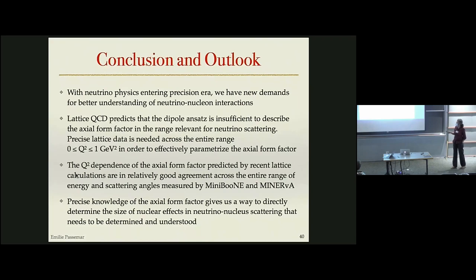The Q squared dependence of the axial form factor predicted by recent lattice calculations is in relatively good agreement across the range of energy and scattering angle measured by MiniBooNE and MINERvA. And the precise knowledge of the axial form factor gives us a way to directly determine the size of this nuclear effect that we have to hunt in neutrino-nucleus scattering, which needs to be determined and understood. Thank you very much.